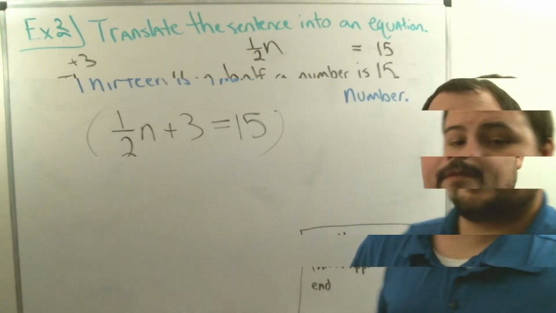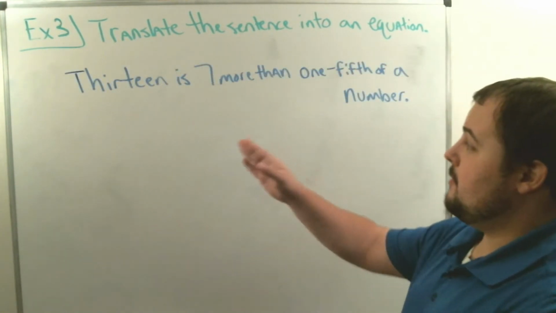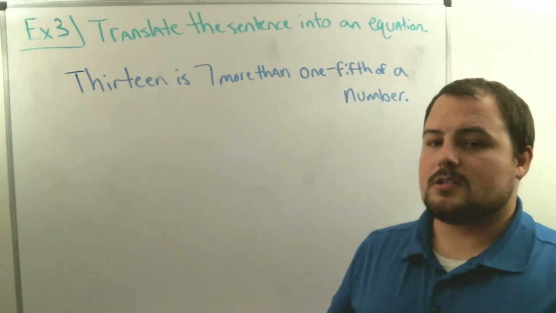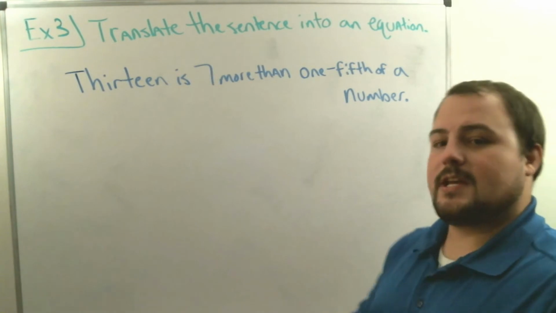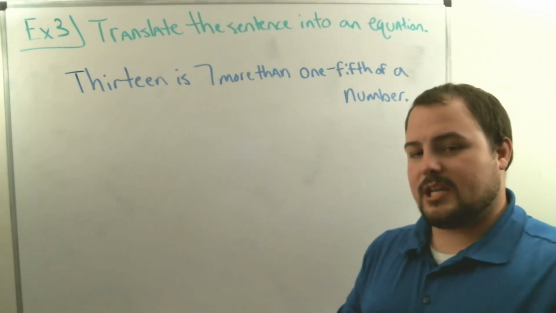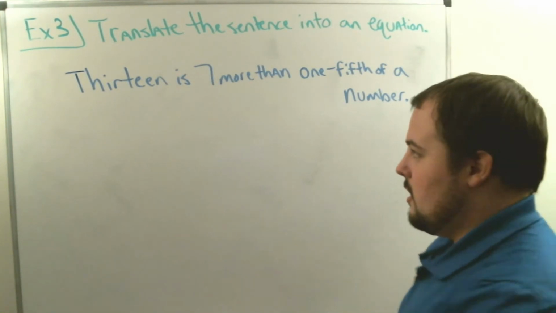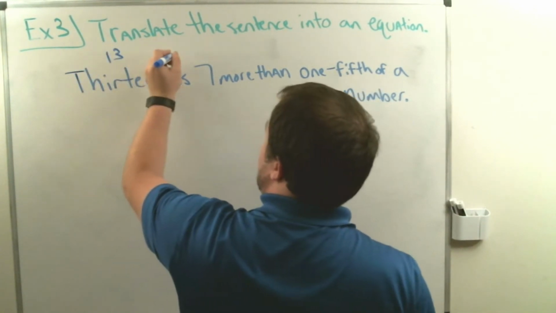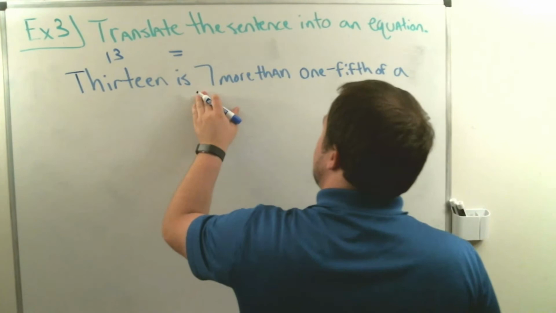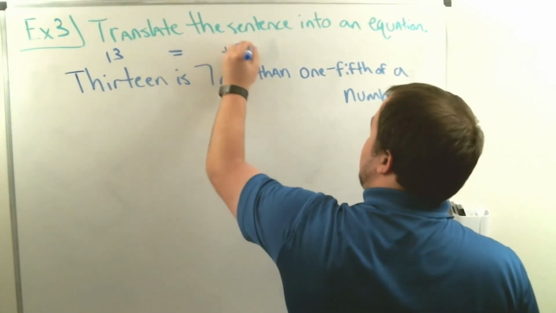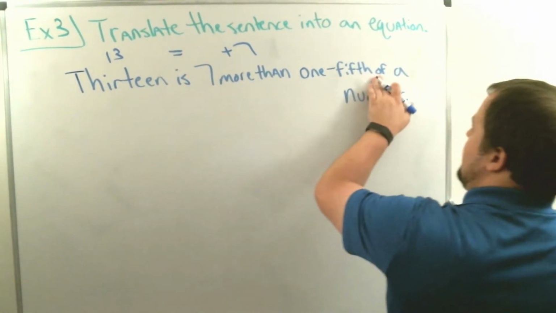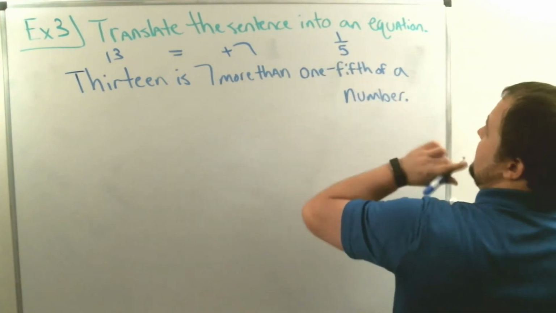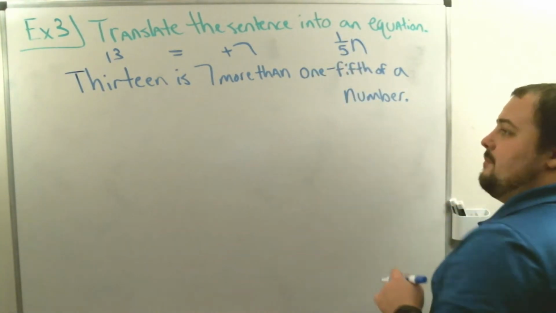Let's keep going. For this problem, we have 13 is 7 more than 1/5 of a number. So we're going to try to rewrite this as an equation. 13 is. I'm going to use the method we just did. We're going to write the numbers. 13 is means equals. 7 more means we're adding 7. 1/5 of a number: 1/5, the word "of" means times, and times a number.